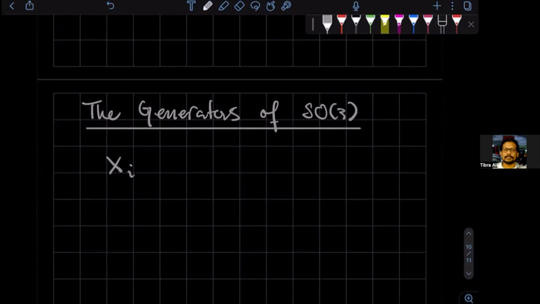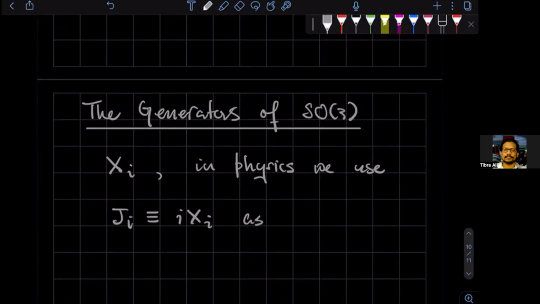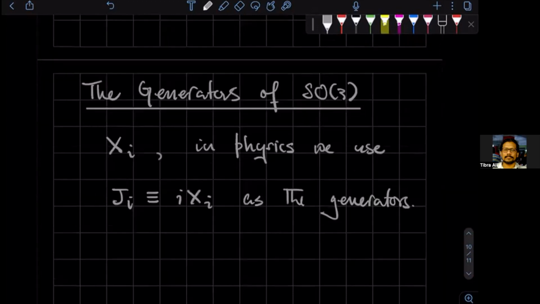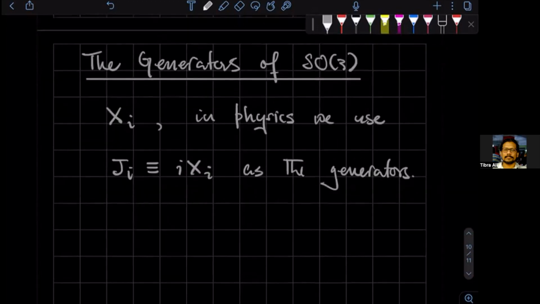So we call them Xi. In physics, eventually that's the convention that we'll follow. In physics, we use Ji, which are defined to be i times Xi, as the generators. All right, and that's because we like Hermitian matrices in physics.